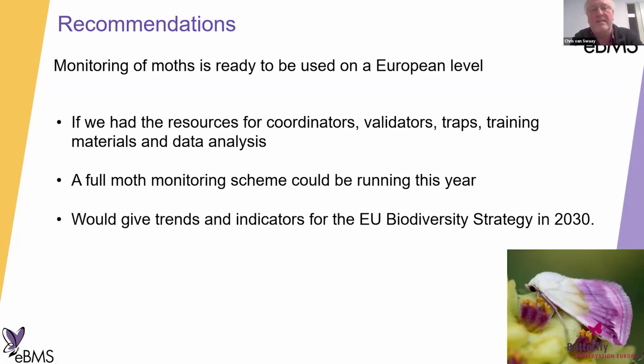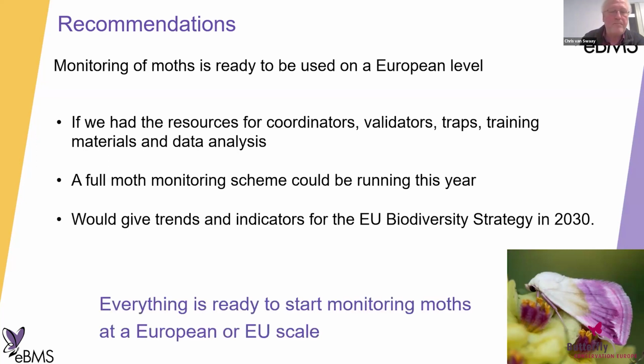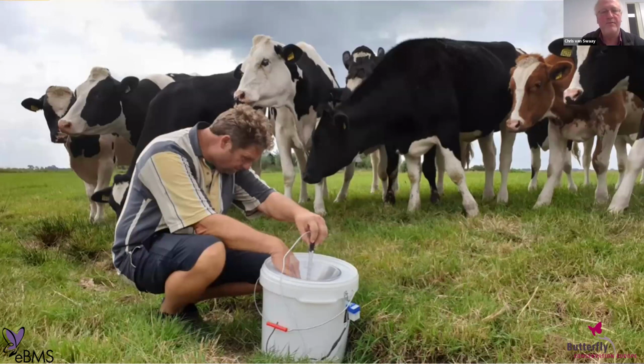And it would give trends and indicators which could be used, for example, for the EU biodiversity strategy in 2030. So there is no reason, because the 5 years up to then is enough to calculate trends, at least over those 5 years, or the 6 years, sorry. So this would be actually no problem. The method is there, it's scientifically tested. We can start the monitoring of moth at a European or EU scale, on a national scale, and everything is there.